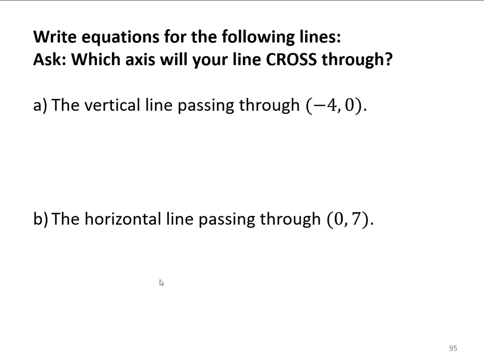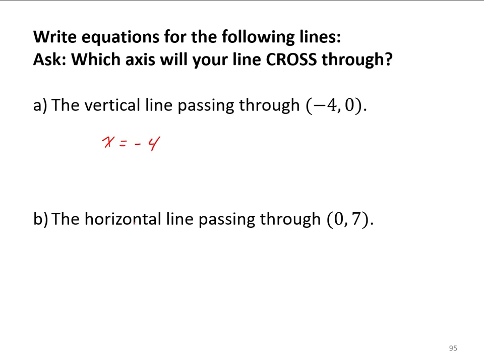Next, we're going to write equations for the following lines. And the question we want to ask ourselves is, which axis will our line cross through? So part A, a vertical line passing through -4, 0. Well, the point -4, 0 is on the x-axis. Being that this is a vertical line, this is going to be x equals, and we have an x value of -4, so the equation is x equals -4.